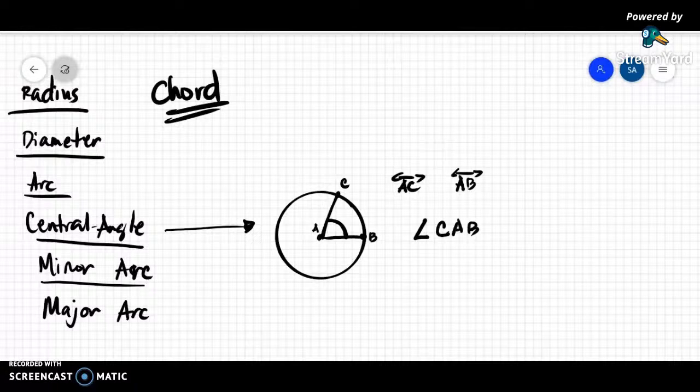Now, this angle formed is called a central angle because its vertex is found at the center. Vertex, when we say vertex, that is its endpoint or where the lines meet. Since they meet, or the vertex is at the center of our circle, we can say that angle CAB is a central angle. That is for the illustration of central angle.